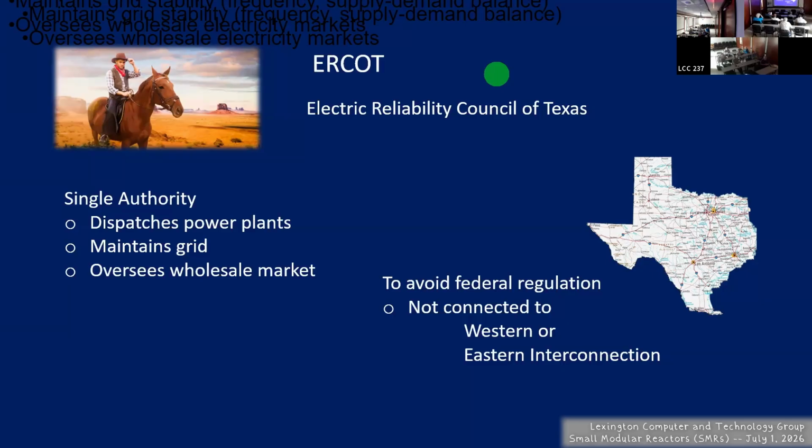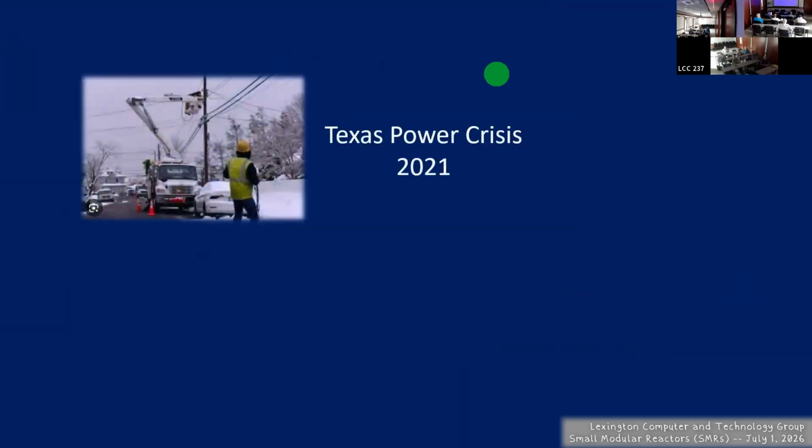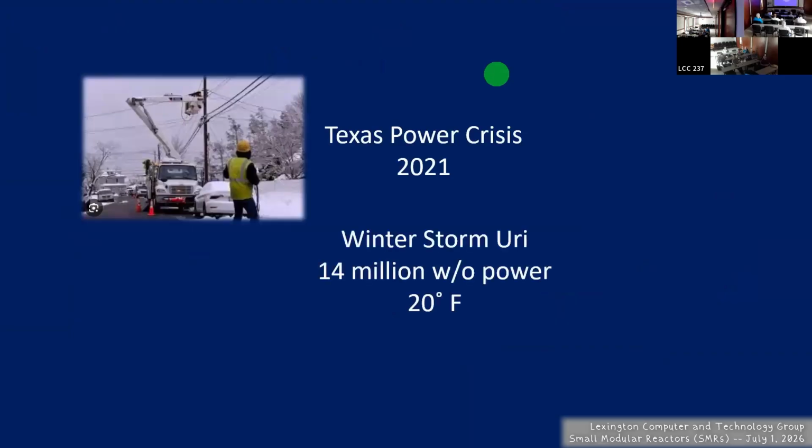In Texas, son. To avoid federal regulation, they are not connected to the eastern or western grid. So the federal government has no role in this. Well, sometimes things don't work out the way you might hope. And when Hurricane Uri came by, they had 14 million people without power, at 20 degrees Fahrenheit, and they couldn't import electricity because they had no connections.